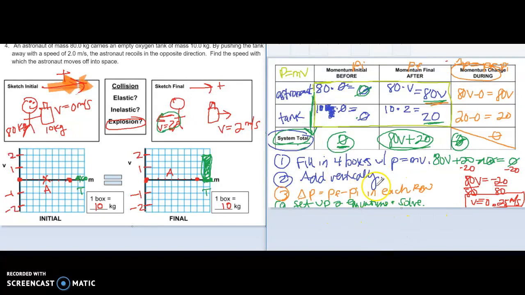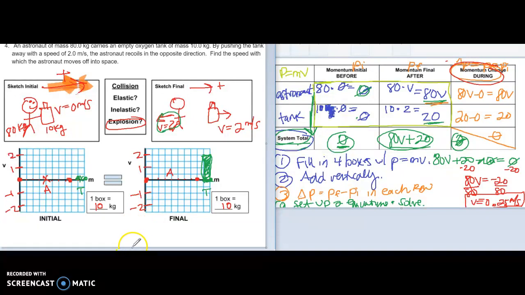Now if I do the same thing with this column, where can I do that? I can't write down here. I'm going to try to write it under here, and make this one a little bit bigger. When I look at this last column, I have 80V plus 20 makes 0. I'm just going to write over here because I don't have space. So 80V plus 20 equals 0. Again, I'm going to subtract 20 from both sides.